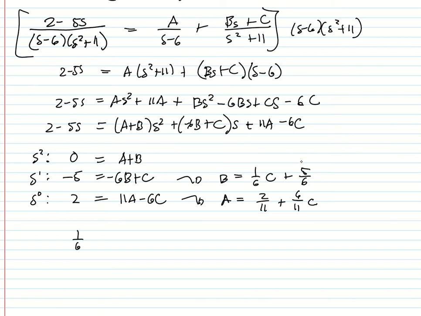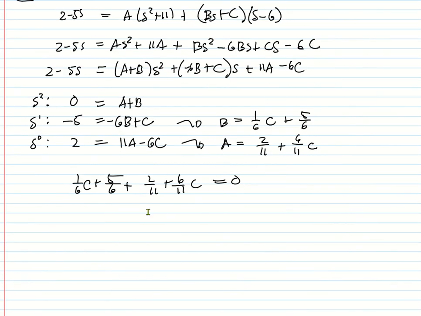So 1 over 6 c plus 5 over 6 plus a, 2 over 11 plus 6 over 11 c, and this should be equal to 0. So the only unknown here now is the constant c. Solving for c, c is equal to negative 67 all over 47. For b, we can use the other equations here in solving b. B will be equal to 1 over 6 times c, negative 67 over 47, plus 5 over 6.